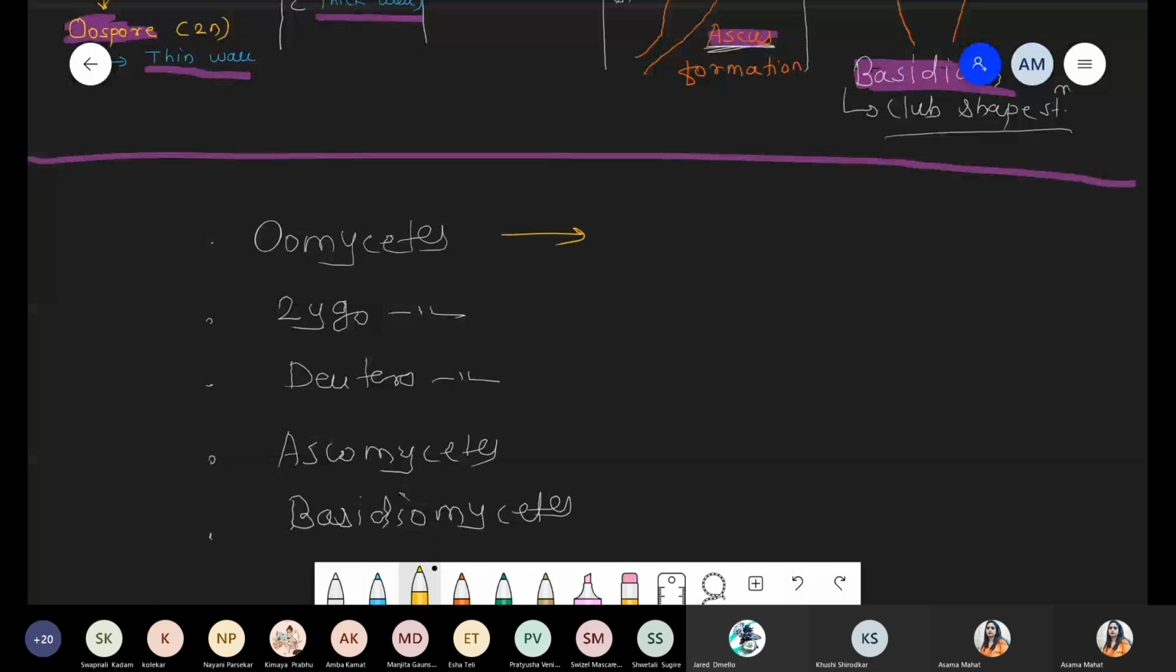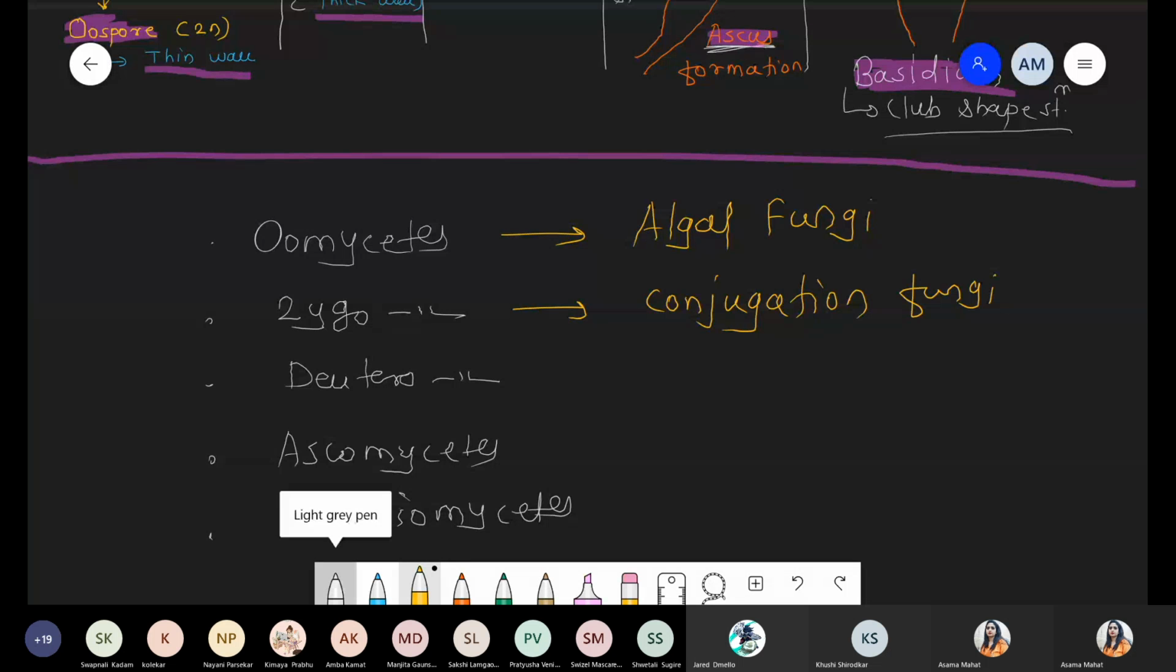Different names: oomycete is also called the algal fungi because the body cell wall is made up of cellulose. Zygomycetes, I forgot one point here. Zygomycetes are also called the conjugation fungi. Please make sure to write down this point. Why are we talking about conjugation fungi? Because sexual reproduction happens with the help of the conjugation process.